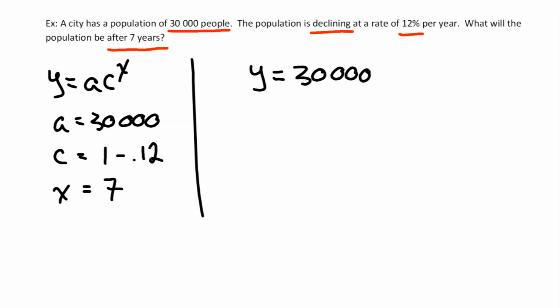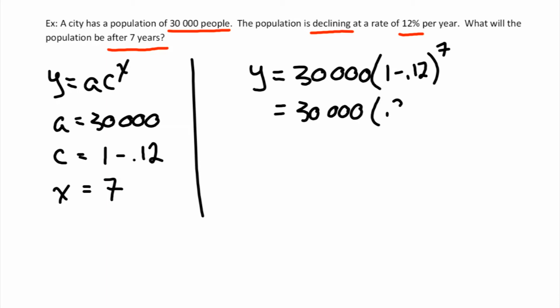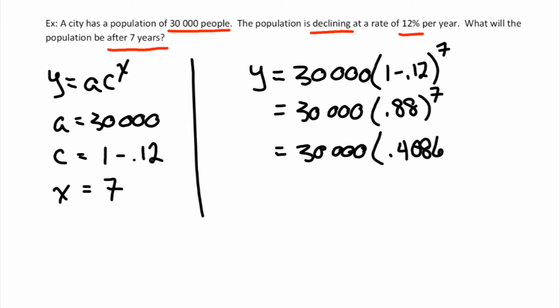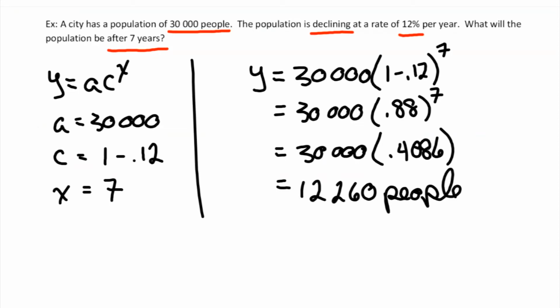30,000 times the c value, which is 1 minus 0.12, to the exponent 7, which is 30,000 times 0.88 to the exponent 7th, which is 30,000 times 0.4086, which gives us a population of 12,260 people.